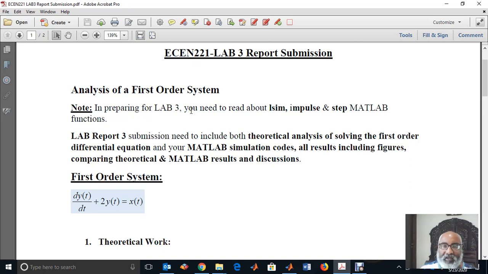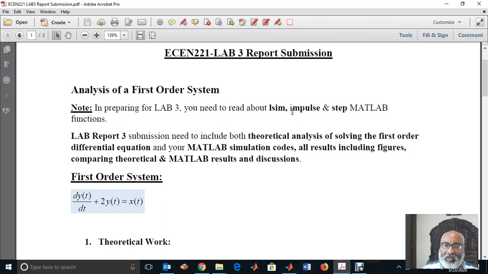This topic is about Lab 3. Lab 3 will be analysis of first order systems. So in preparing for Lab 3, you need to read about some MATLAB functions like LSIM. That means it is used for linear system simulation, impulse function, a step function in MATLAB.